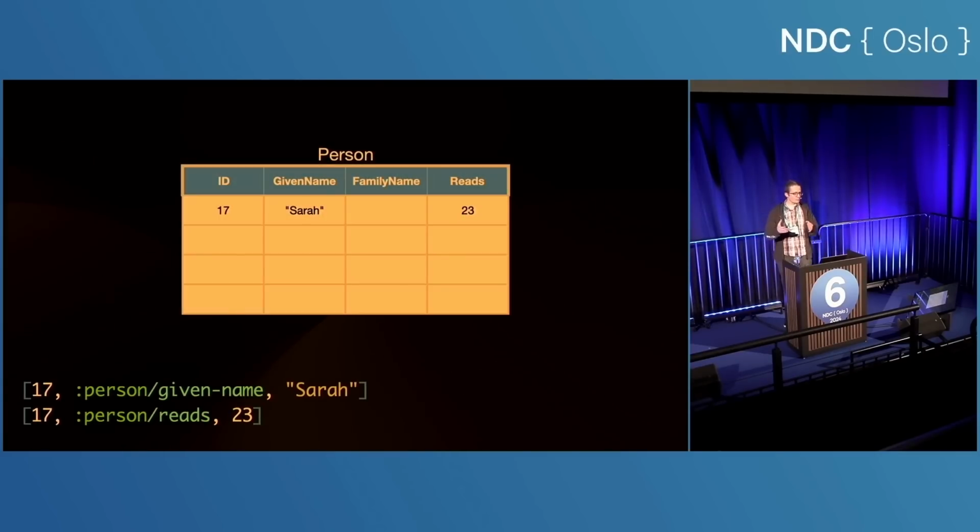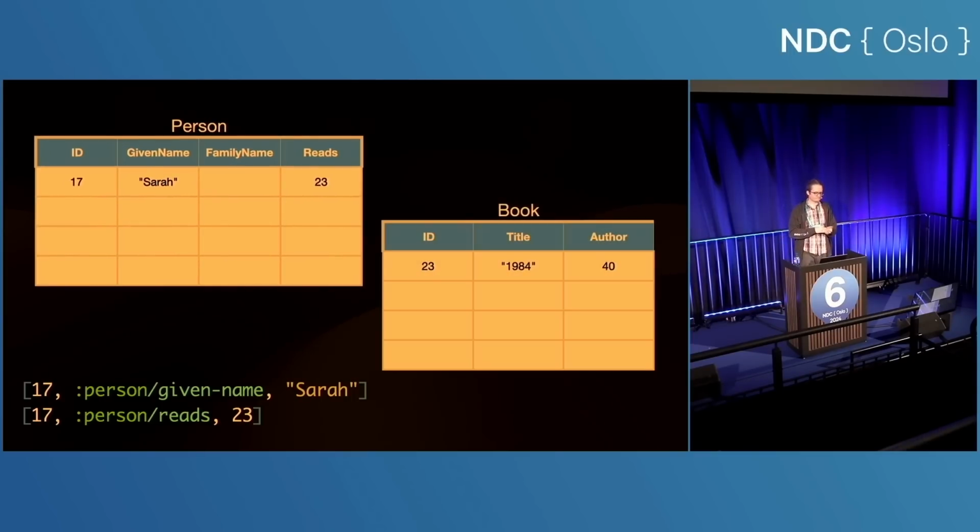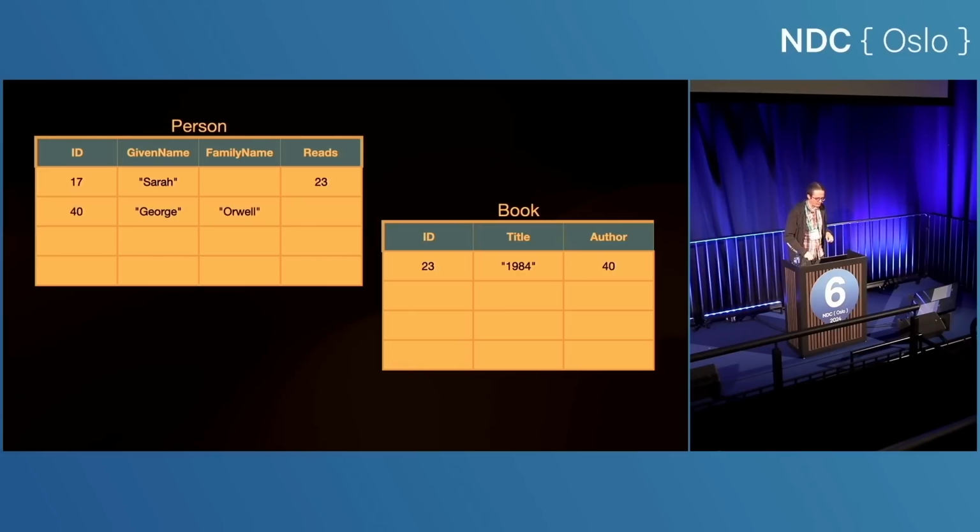Here's the person table. It has the ID column, given name, family name, and reads. And Sarah is entity 17, and she reads 23, which is a foreign key to the book table. Right? And it has a title, 1984, and the author is 40, which is a foreign key back to the person table, which is George.